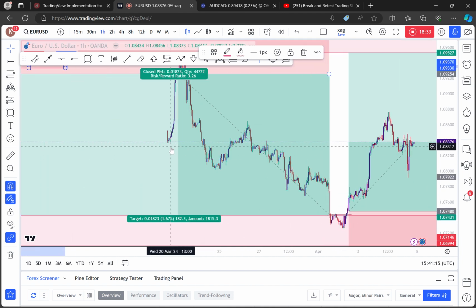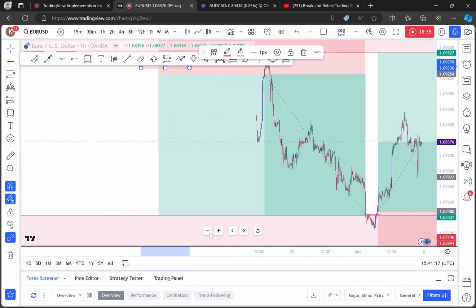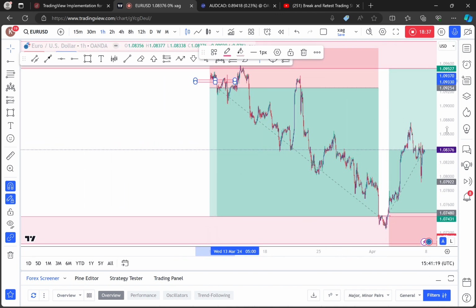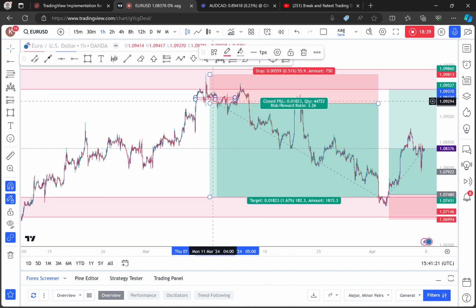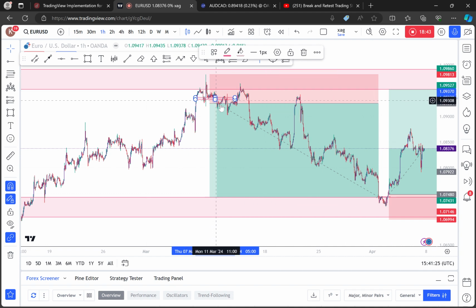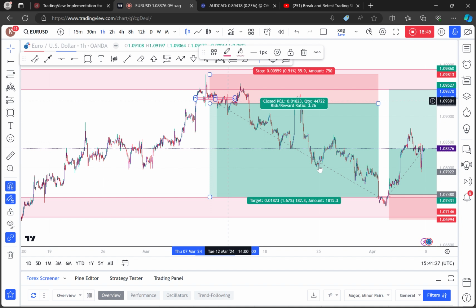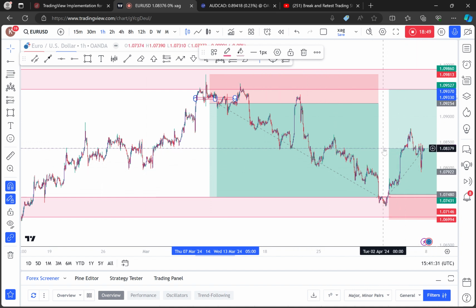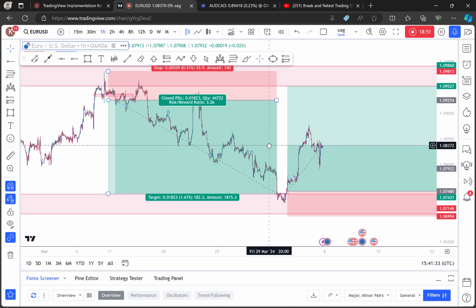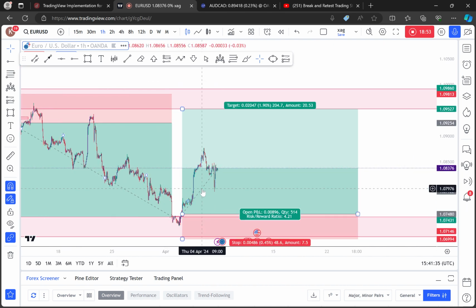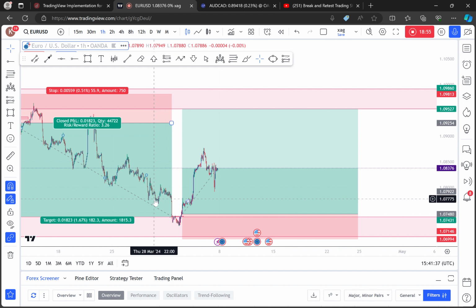Have a look at this here. Left shoulder, head, right shoulder, break and retest. Entry trigger here. Then how many pips? 182 pips. This was last week, because today is a Sunday, the 7th of April.